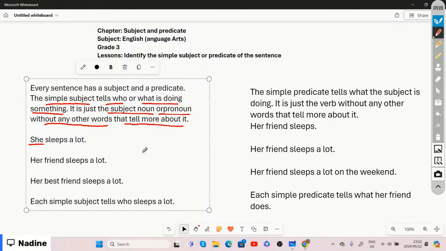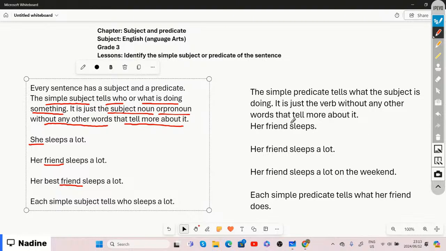Then it says her friend sleeps a lot. If we want to know who sleeps a lot, we would say it is her friend, or just the friend, the friend being the noun. And the same here: her best friend sleeps a lot. It is just the friend. Each simple subject tells us who sleeps a lot, which is either she or the friend.